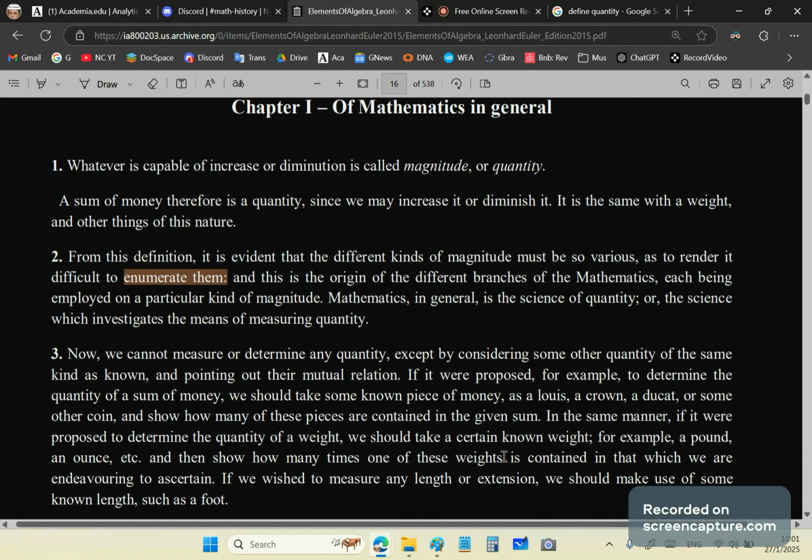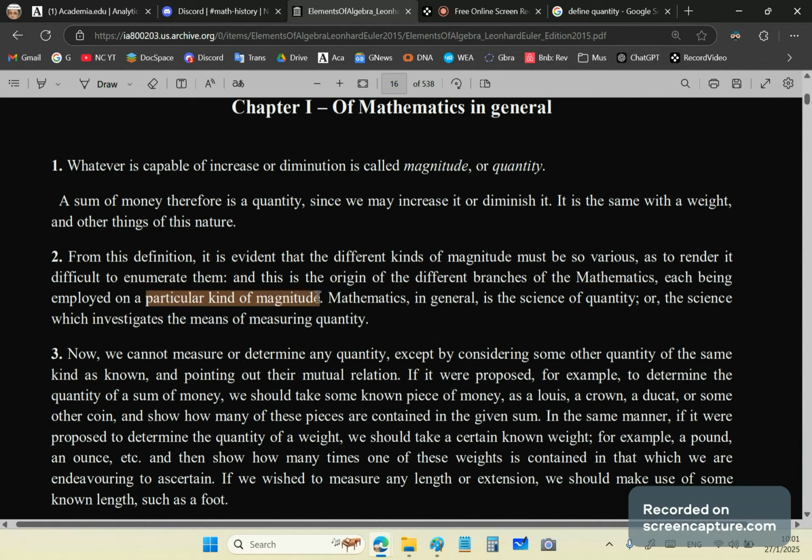Well, you can't enumerate magnitude unless you put it into comparison with another magnitude, right? Which is what I've always been saying, that you need a ratio to begin the realization of number. So I think Euler got this, which has always surprised me, by the way. And this is the origin of the different branches of mathematics. In fact, it's the origin not only of mathematics, it's the origin of all STEM and every other knowledge that humans have, each being employed on a particular kind of magnitude.